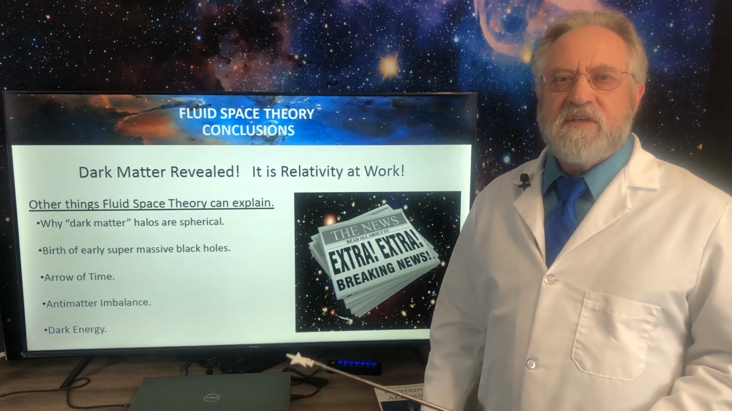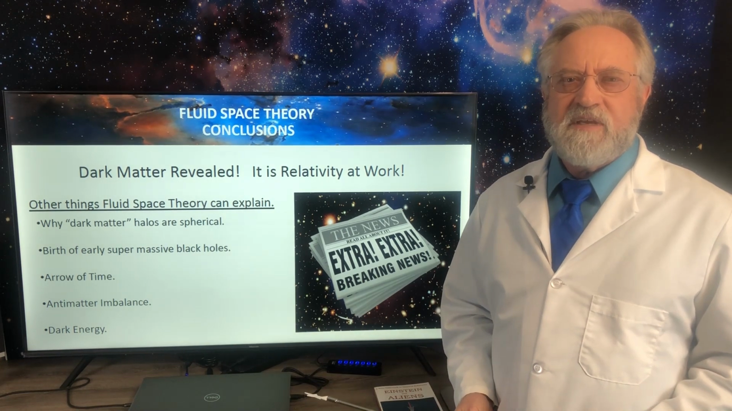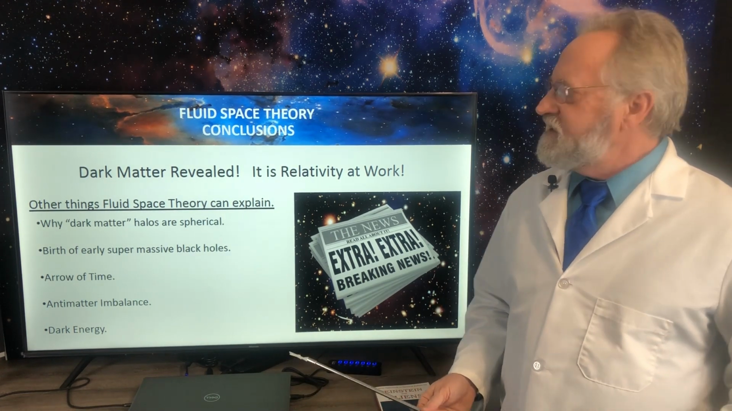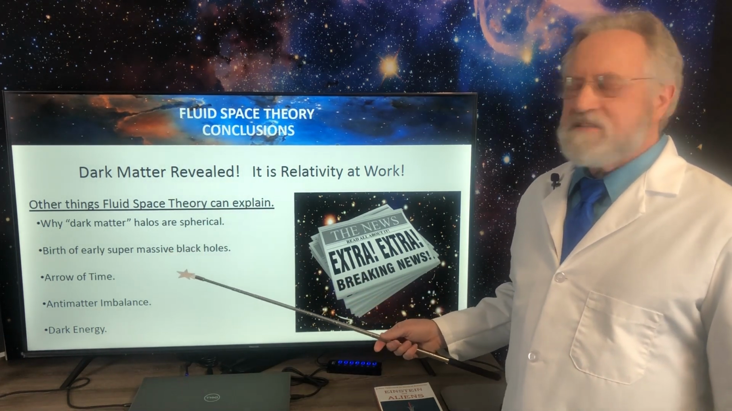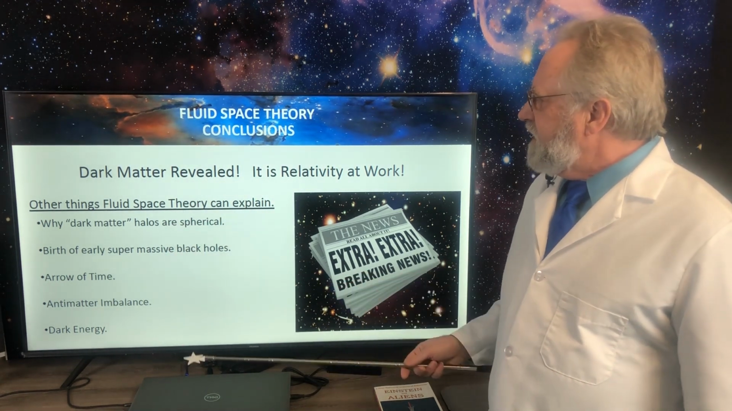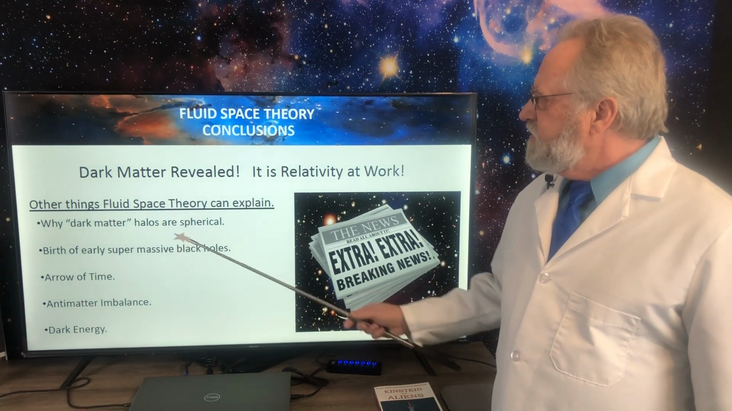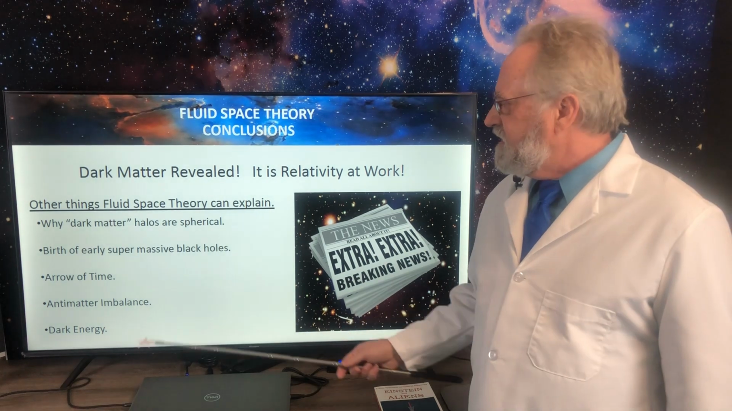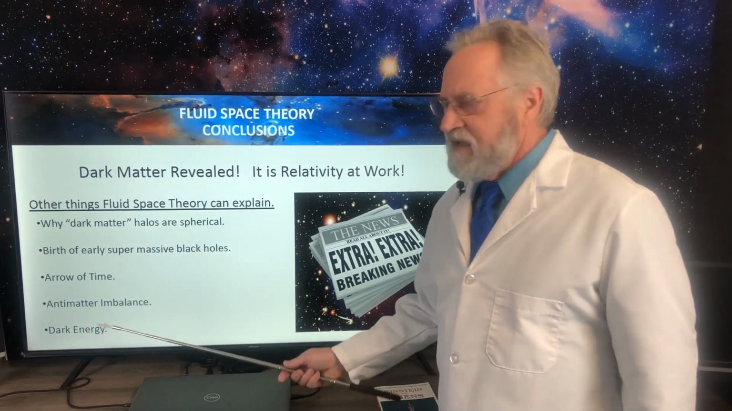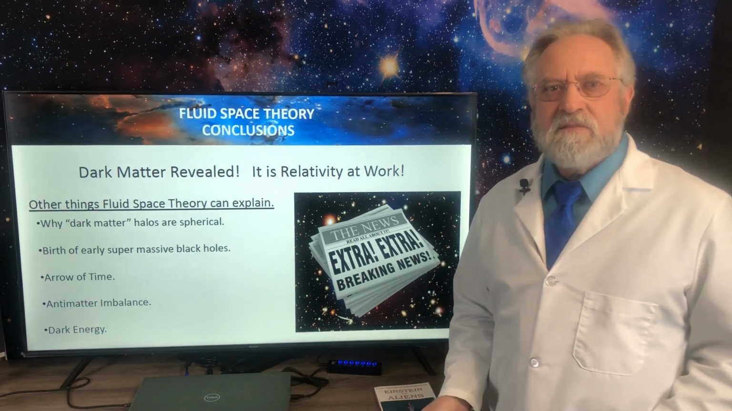Now, there are some more things that fluid space theory predicts about dark matter and other topics, and these will be topics of future lectures. Why dark matter halos are spherical, the birth of early supermassive black holes, the arrow of time, the antimatter imbalance, and dark energy. So please join me.